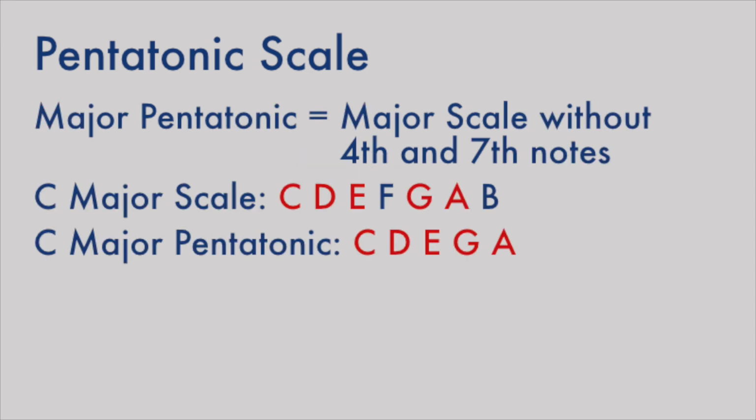Let's start with the major pentatonic scale. The major pentatonic scale is nothing but the major scale without the 4th and 7th notes. So the notes C, D, E, G, and A make up the C major pentatonic scale.